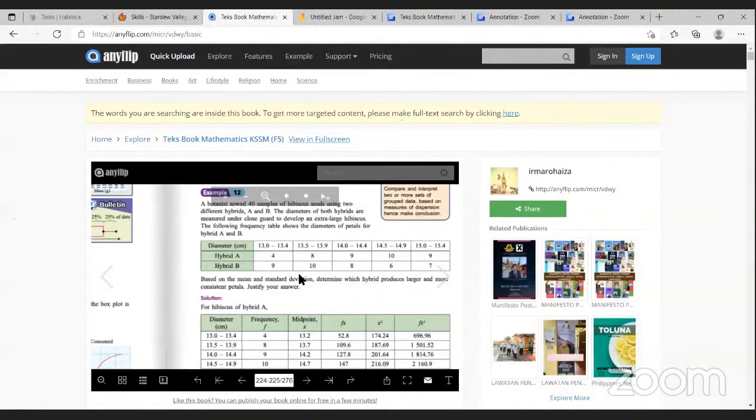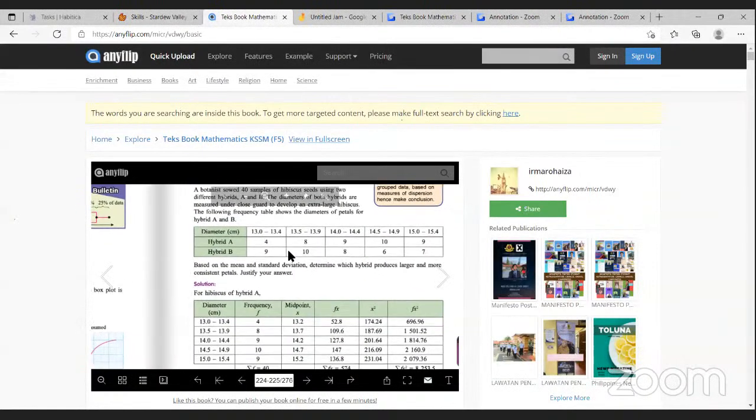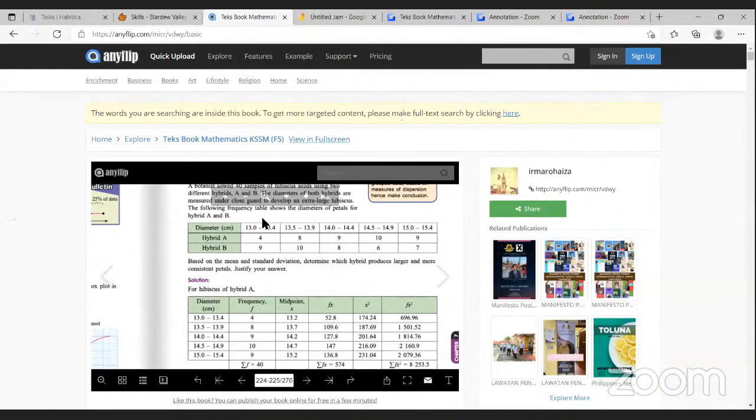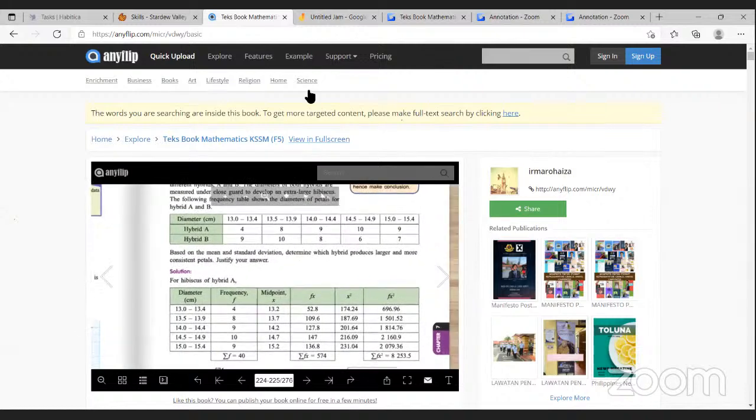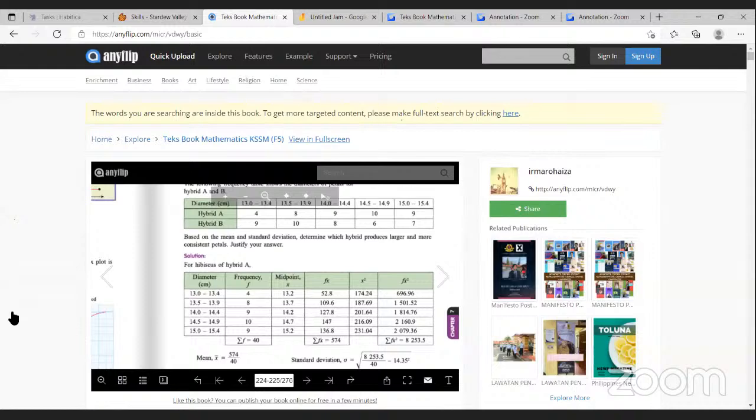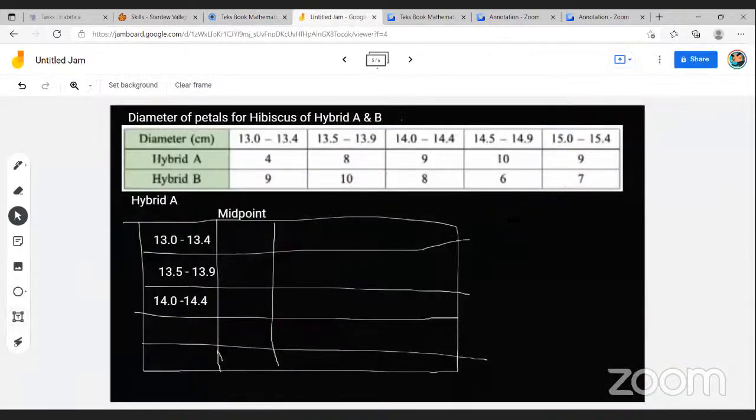Okay. So they're asking us for this part. They want you to determine, based on the mean and standard deviation, which hybrid produces larger and more consistent petals. Justify your answer. Okay, so this is where you need to understand mean and variance better. Larger, they want you to use mean and variance to find which one is larger, and more consistent.